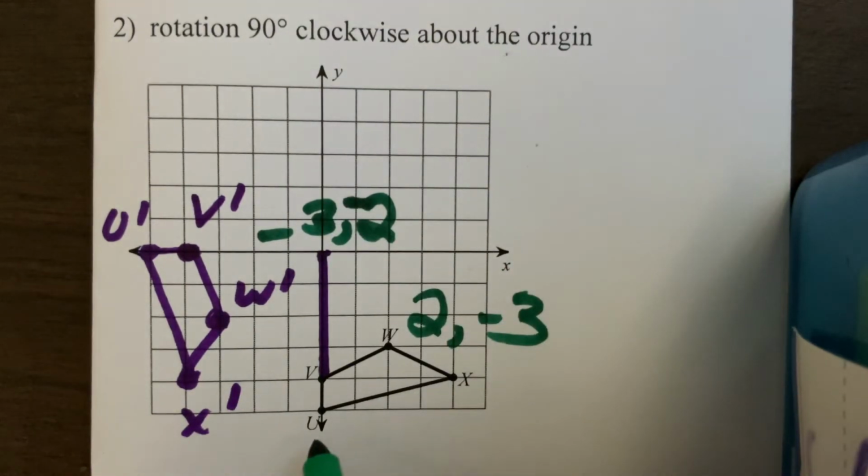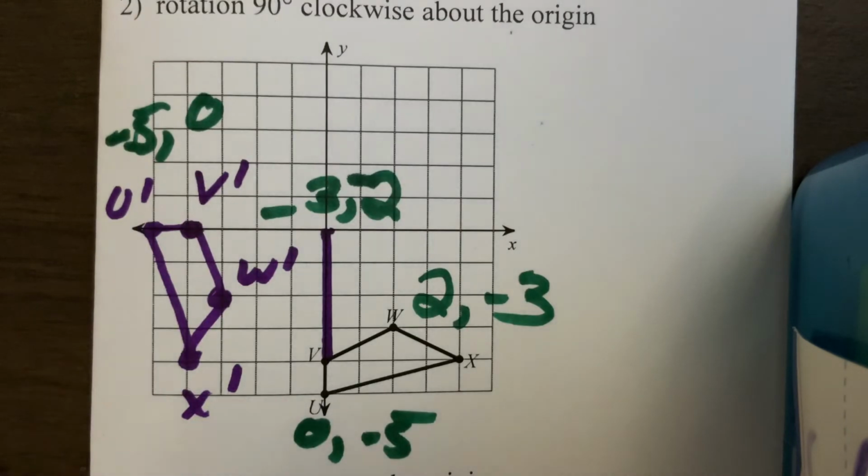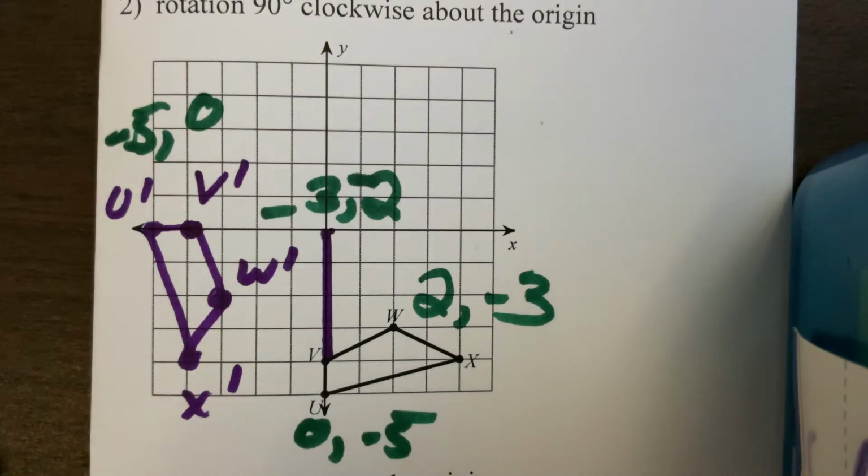My original coordinate U is (0, -5). And then my U prime is (-5, 0). So just look at those two. What do you notice, first of all? So let's look at our coordinate W versus our W prime. So our (2, -3), and then our (-3, -2). So what happened to the digits? Like the 3 and the 2, what happened to them?